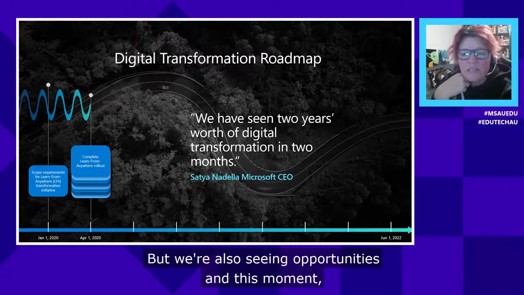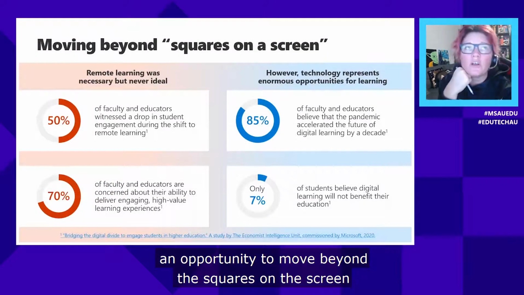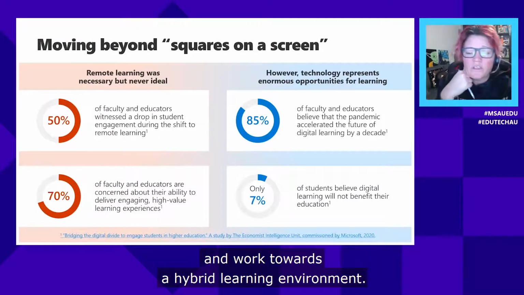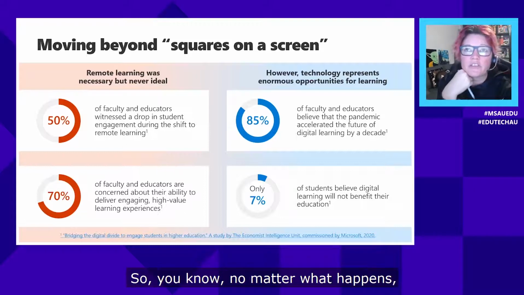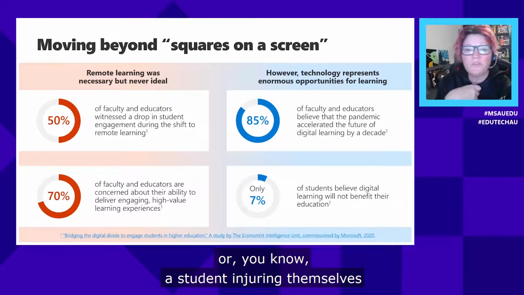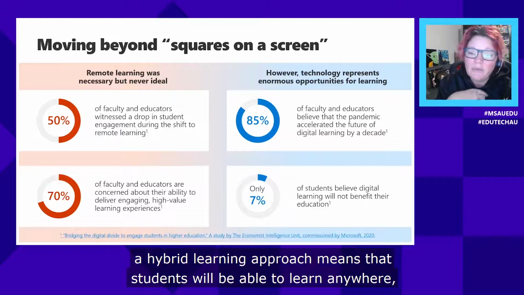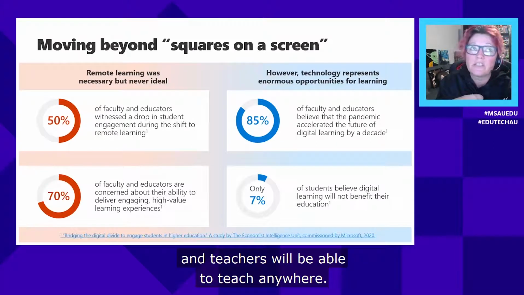But we're also seeing opportunities, and this moment and opportunity to move beyond the squares on the screen and work towards a hybrid learning environment. So, no matter what happens, whether it be fire, flood, rain, pandemic, or a student injuring themselves and not being able to come to school, a hybrid learning approach means that students will be able to learn anywhere and teachers will be able to teach anywhere.